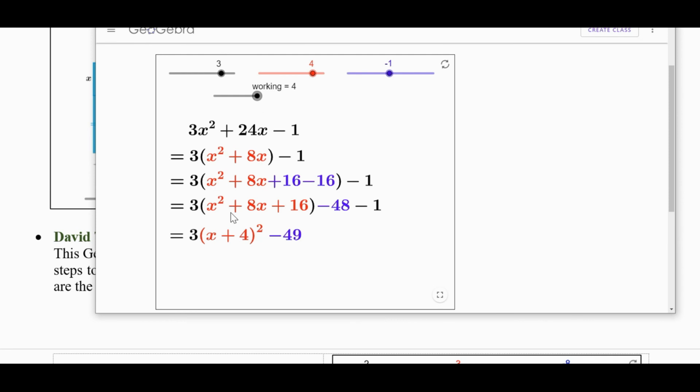So they did both of those things. Remember, this factors as x plus the 4 squared. So that 4 right there was the 4 that was right here. And you add these together, and you get negative 49. Okay? And it's done. It's in the form that we want. It's a times x, say minus h squared plus k. Then h is negative 4, and k is negative 49.